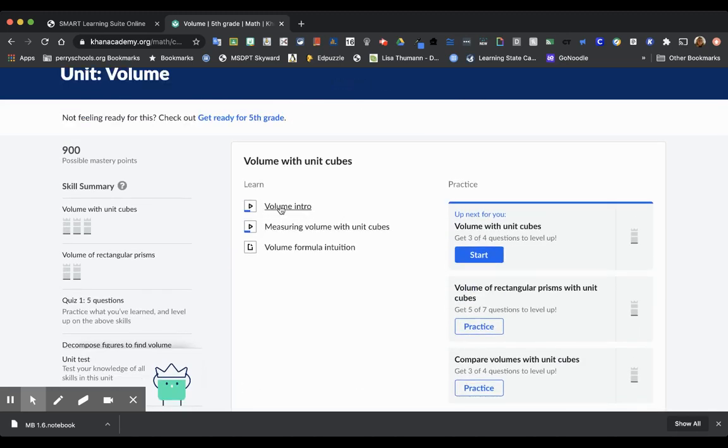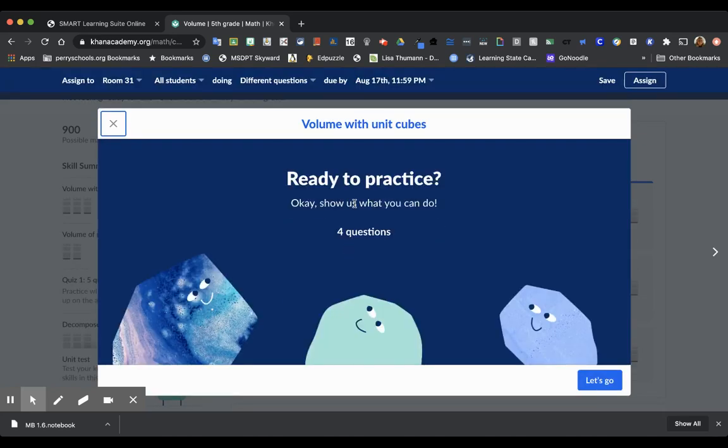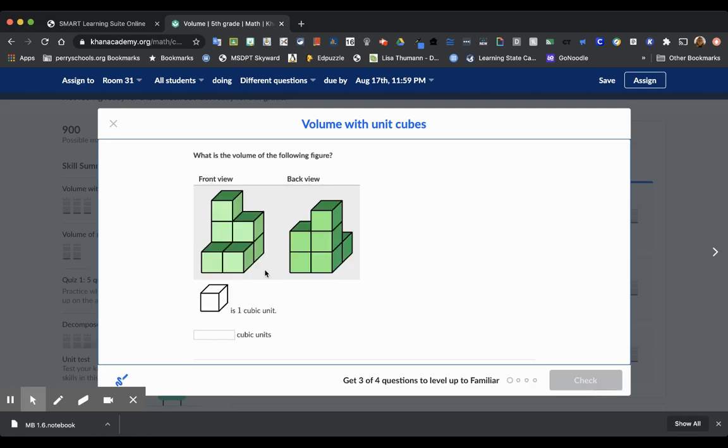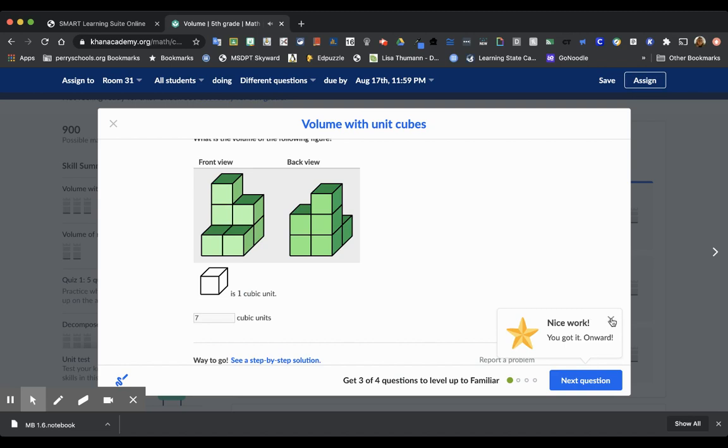So here you can watch the volume intro again. You can watch measuring volume with unit cubes. You'll click start here, and you can say ready to practice, and you say, let's go. Here they will give you questions. What is the volume of the following figure? They're showing us a front view and a back view, and here you can just practice counting because these are not solid rectangular prisms right now. So we can count 1, 2, 3, 4, 5, 6, 7. I can see that this has 7. And right here I can check it and it'll tell you if you got it correct.